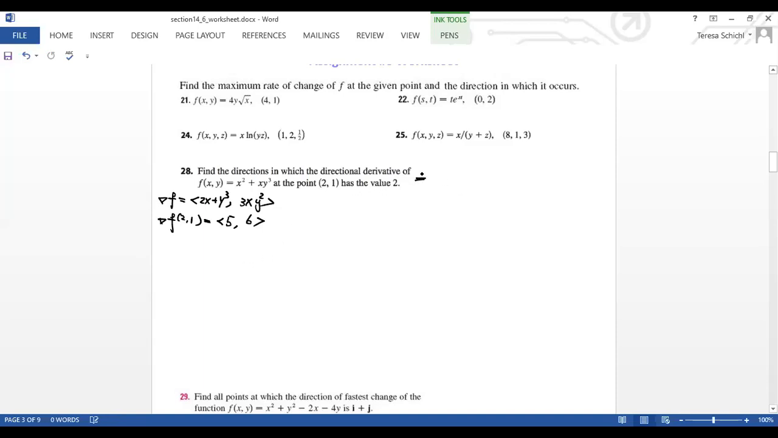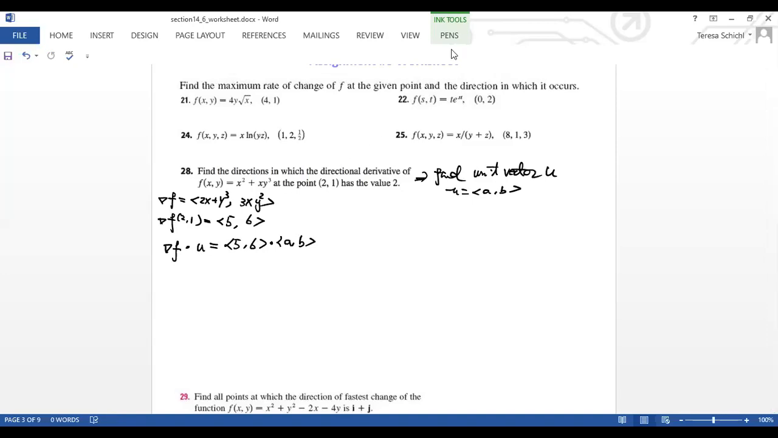So basically, I need to find the unit vector u. So that means the del f dot product u. Here I have (5, 6) dot product, let's say it's (a, b) here. So it's the dot product with (a, b).